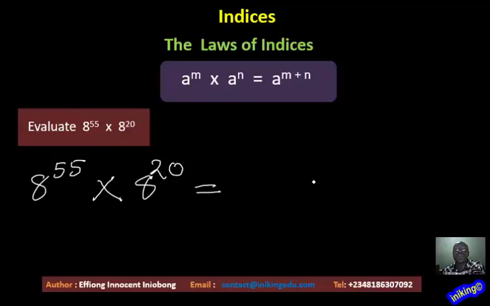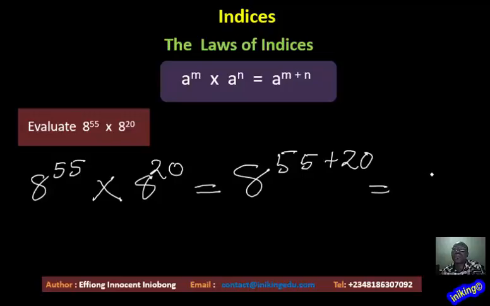What do we simply do? Take the base 8 and add up their indices. That will be 55 plus 20. And that will give us what? That will simply give us 8 raised to the power 75.